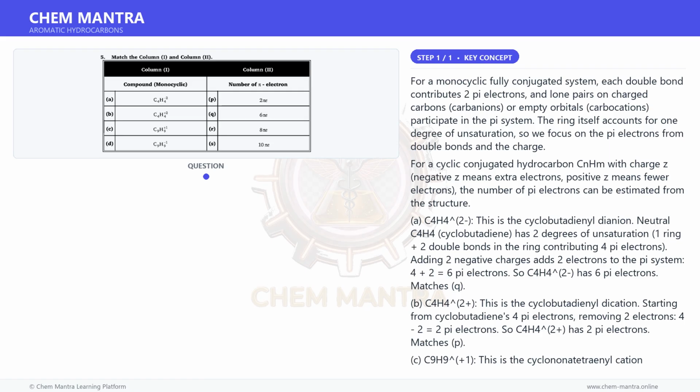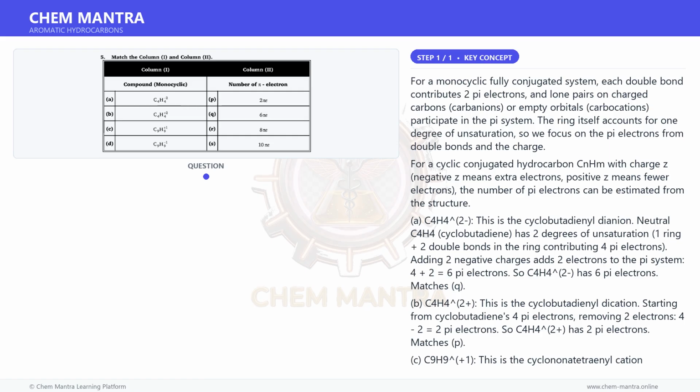Matches Q. B. C4H4 2+. This is the cyclobutadienyl dication. Starting from cyclobutadiene's 4 pi electrons, removing 2 electrons, 4 minus 2 equals 2 pi electrons. So C4H4 2+ has 2 pi electrons. Matches P. C. C9H9 +1.